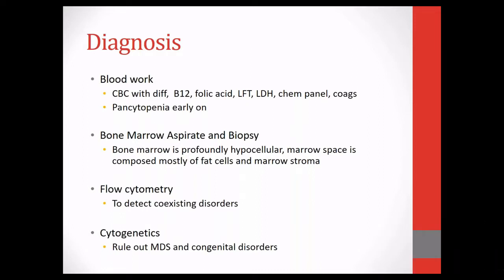After doing a bone marrow biopsy, we can see that the bone marrow is profoundly hypocellular, and the space is mostly made up of fat cells. Again, we must also do flow cytometry to detect coexisting disorders that can occur, as well as cytogenetics to rule out MDS and other congenital disorders.